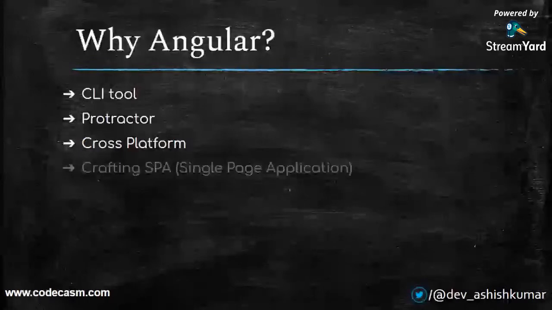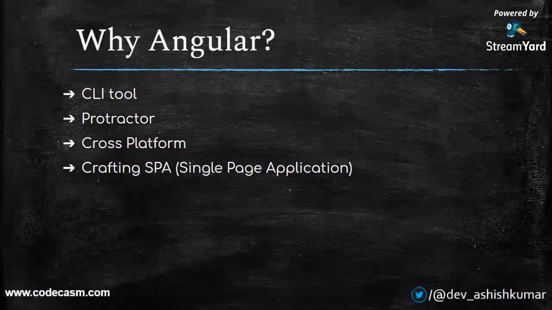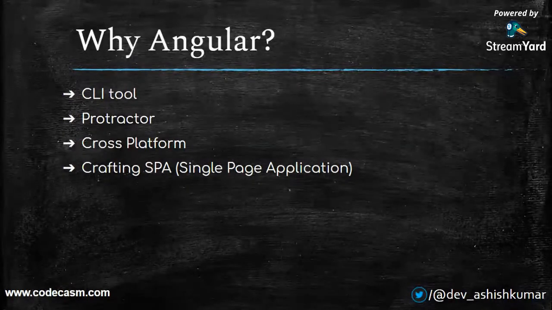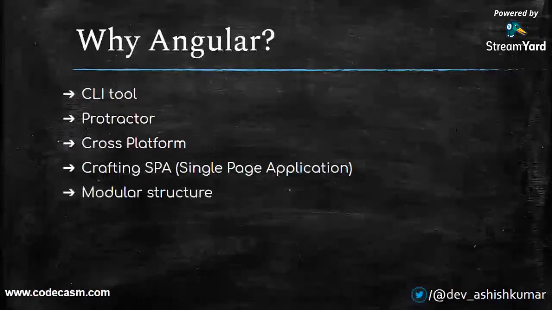Angular is basically used for crafting SPA, single page application. So what does single page application mean? We have only one page which renders all the contents that we want. So it is called single page application. It has a modular structure, which, as I mentioned before, helps in scaling the project easily. It helps to maintain the project easily.